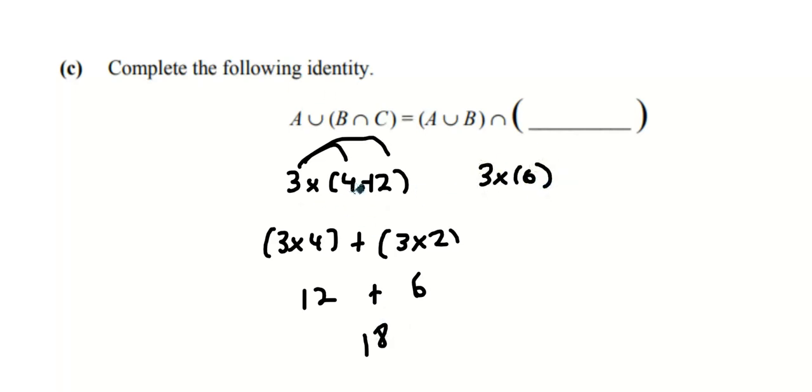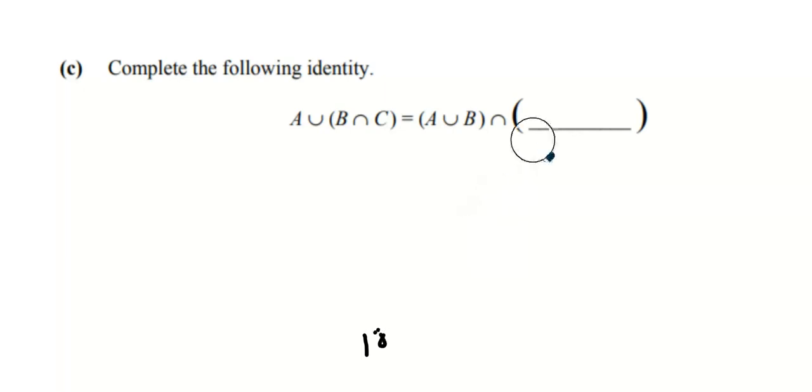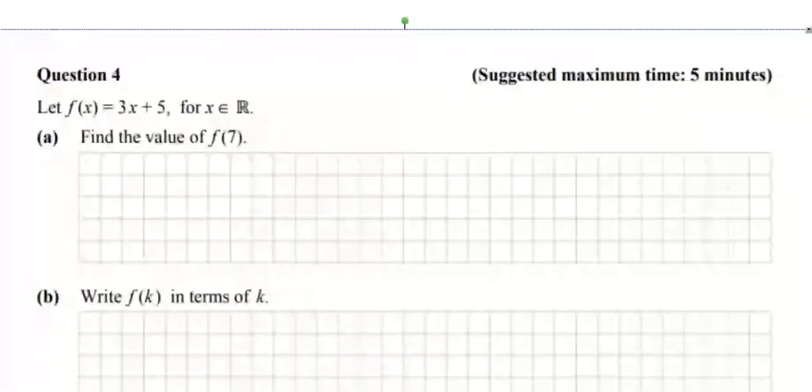So what we're trying to prove is that union is distributive over intersection. So it's going to be A union B, and then it's going to be union, remember it's A times B, and then A times C. So it's going to be A union C. It's the same trick I showed you below. Okay, so that's question 1 done.